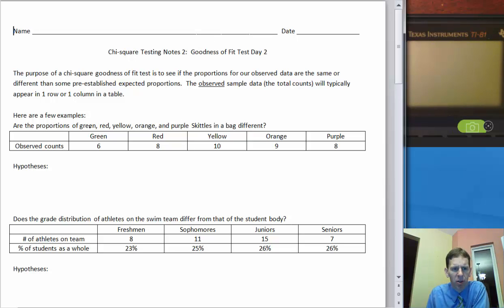In our first example here, it asks whether the proportions of green, red, yellow, orange, and purple Skittles in a bag are different. We have these observed counts in a table that consists of basically one row of data. Your hypotheses here can be written a few ways. If you're thinking about how we worked with proportions last unit, you could say: the proportion of green Skittles equals the proportion of red Skittles equals the proportion of yellow Skittles equals the proportion of orange Skittles equals the proportion of purple Skittles.